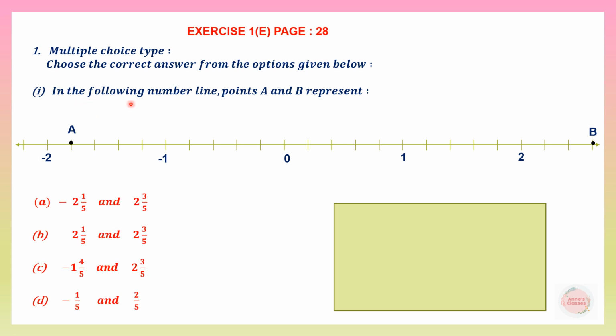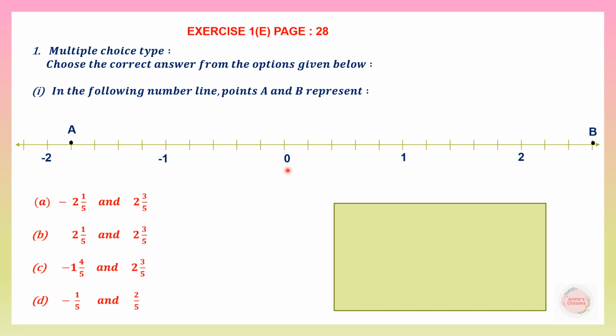Question 1, in the following number line, points A and B represent. Now this whole exercise is about number lines and we are going to learn how to draw a number line and how to read what is on the number line. So this is an integers number line. Now how do we know it's an integers number line? Can you see the arrowhead here and the arrowhead here at both ends? That means the number line goes on both sides endlessly.